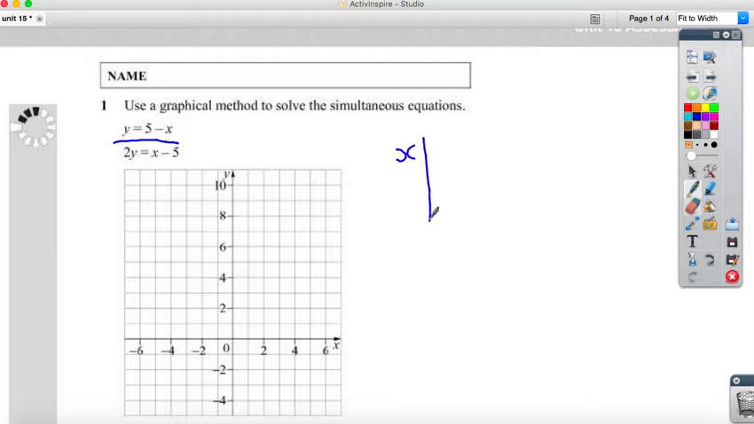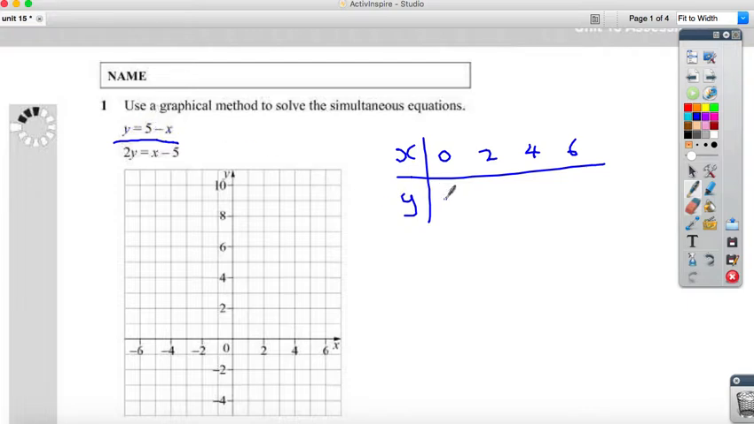So I'm going to create a little table of values, x and y, and I'm going to choose some x numbers. Any numbers will do, but it makes sense that they're on this line. So I might as well choose 0, 2, 4, 6, just so they're on this line here. To find the y value, it tells me to start with 5 and then take away the x value.